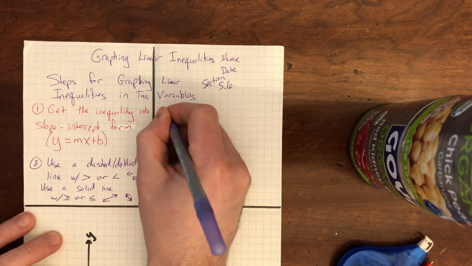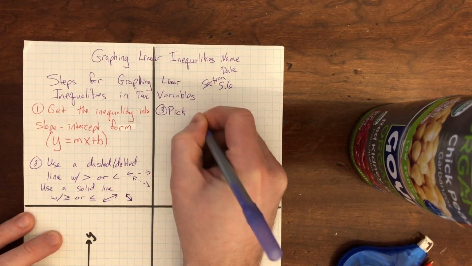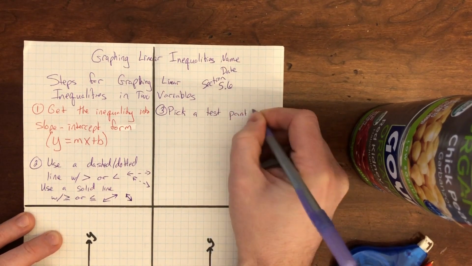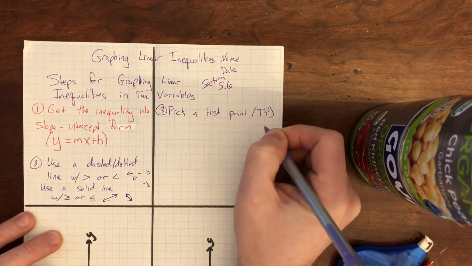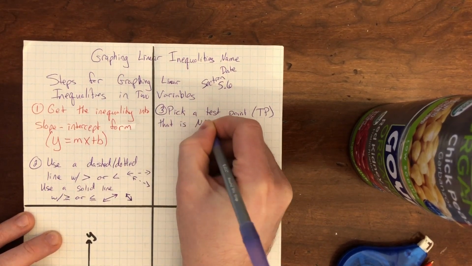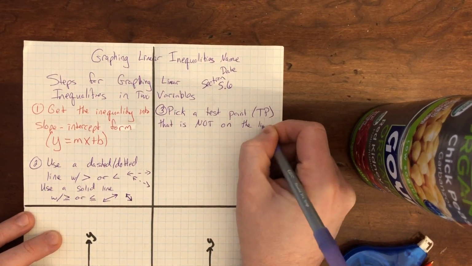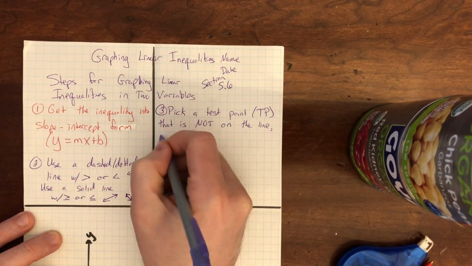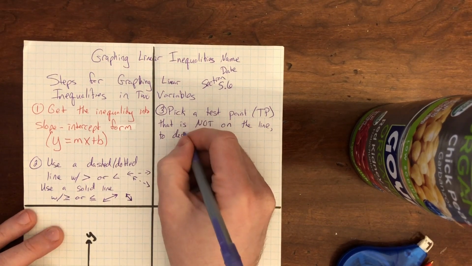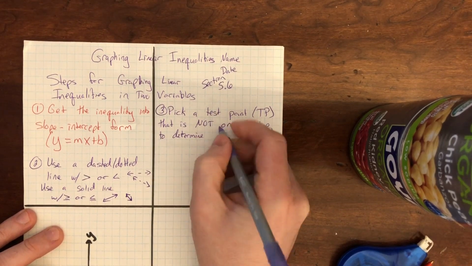All right, step 3 is we're going to pick a test point. I like to call that a TP for test point, that is not on the line, to determine where to shade.